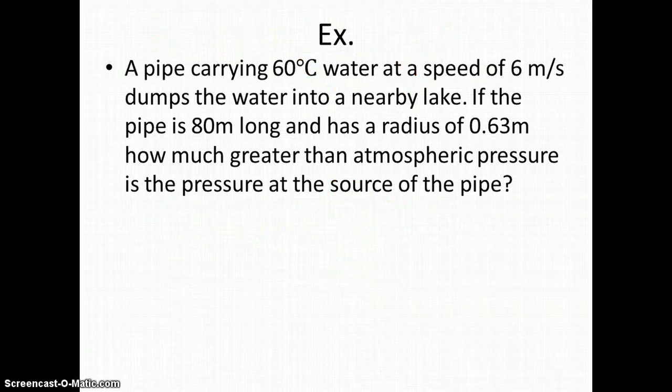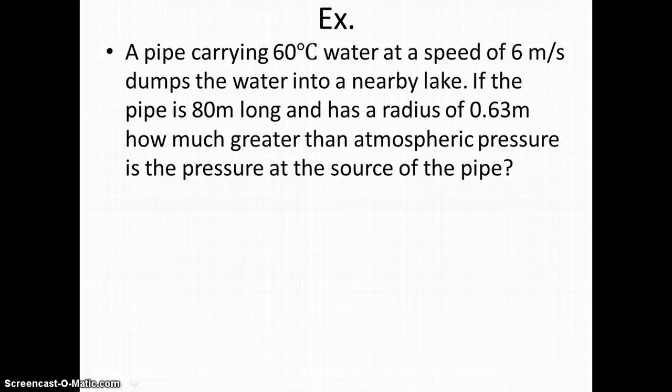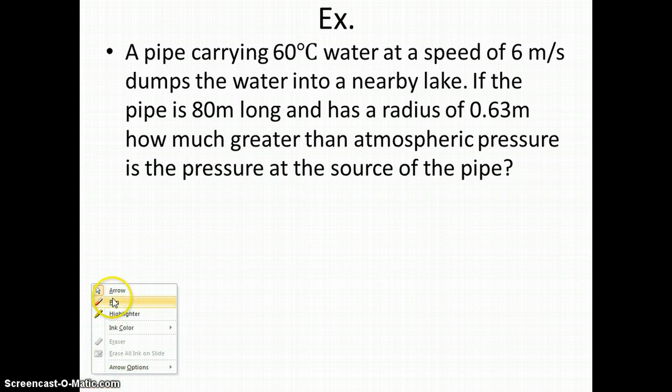So another good example of application of Poiseuille's equation would be, so we've got a pipe that's carrying 60 degrees Celsius water at a speed of 6 meters per second, and it dumps that water into a nearby lake. If the pipe is 80 meters long and has a radius of 0.63 meters, how much greater than atmospheric pressure is the pressure at the source of the pipe? And so what I'm looking for here is how much greater the pressure is than atmospheric pressure.